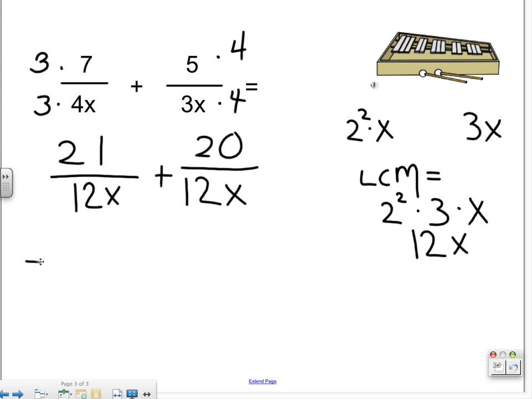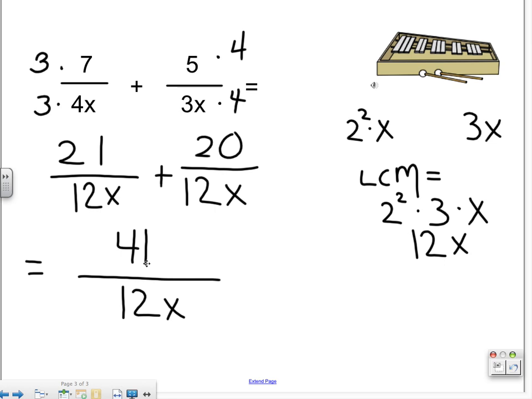Let's remember what the directions said. On the last page, it said to keep the denominator the same and add the numerator. Well, can I add 21 and 20? I sure can. So I have 41 over 12x.